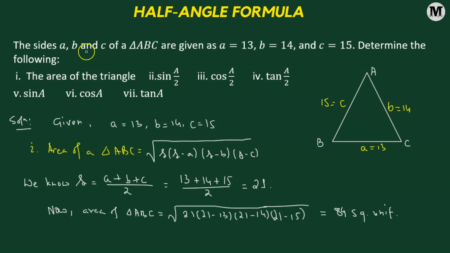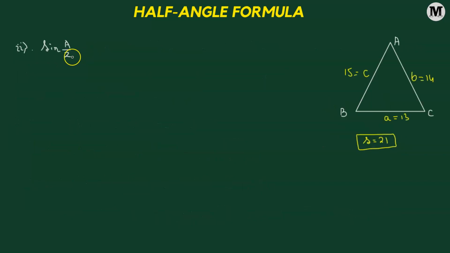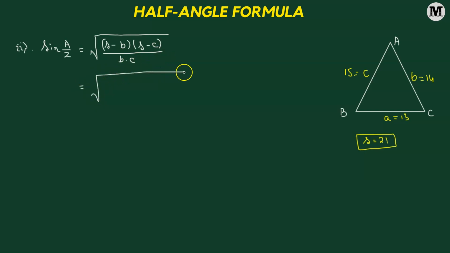Here we need to find out sine of angle A over 2. In order to find the value of sine A over 2, we're going to use the half angle formula, which I've already derived. This is given by the square root of (s minus b) multiplied by (s minus c), whole divided by b times c. So let's substitute the values. We get the square root of (21 minus 14) multiplied by (21 minus 15), divided by b times c, so 14 times 15. When we simplify this, we get the value 1 over square root of 5. Okay, so this is done.